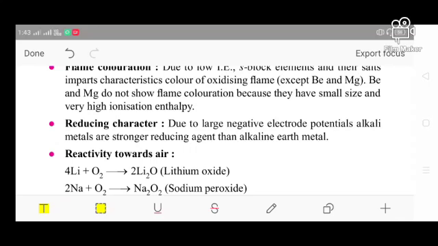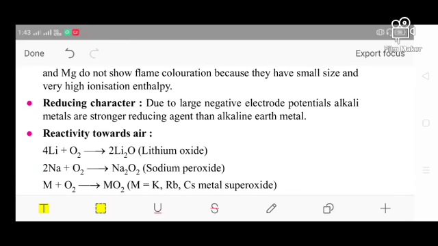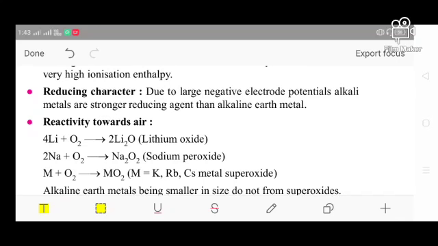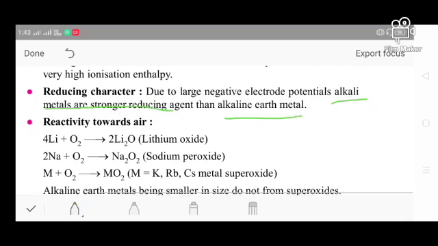So what is the reducing character? Due to the large negative electrode potential, alkali metals are stronger reducing agents than the alkaline earth metals. It is a very important thing. Due to the large negative electrode potential, there is a very large difference in electrode potential between the alkali metals and alkaline earth metals. So who shows the stronger reducing agent? The alkali metals show higher reducing character than the alkaline earth metals, which are relatively less reducing.